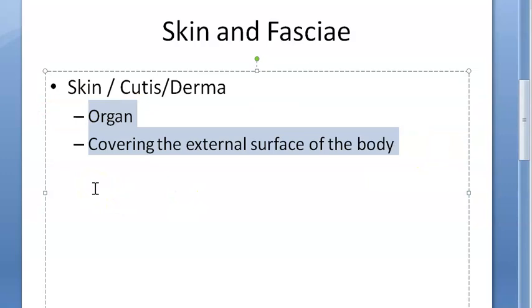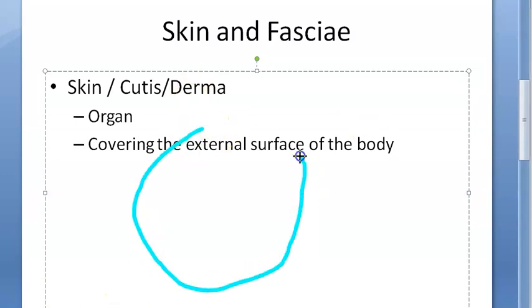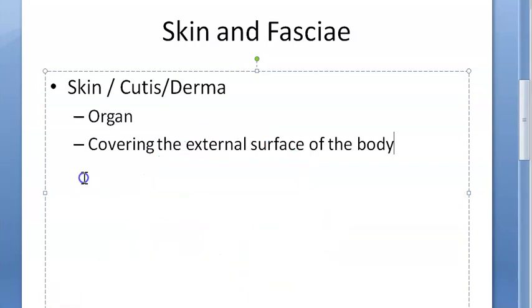Okay, then skin is continuous with the mucous membranes of the orifices of the body. What is orifice? Now opening. So this is your mouth. Okay, inside your mouth, what do you have? Mucous membrane, right? So the skin is continuous with the mucous membrane of the orifice of the body, if that is important. Then what is fascia?